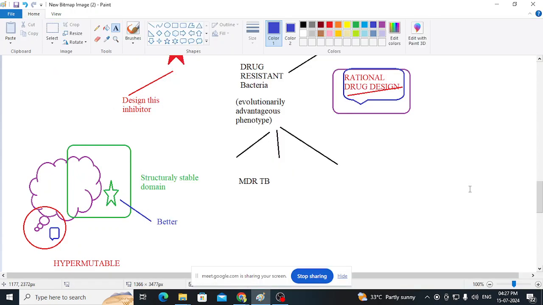This is a better drug, okay? So we'll go to this particular area only.